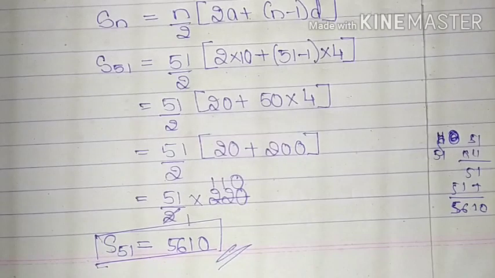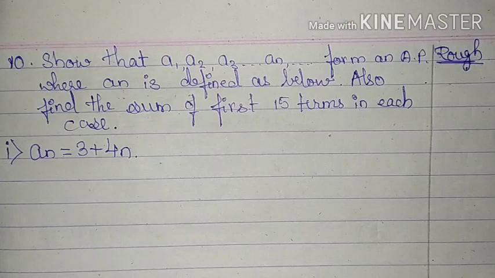So in this question we didn't have the value of A or the value of D, but using the information given to us, that is the values of second and third term, we found out the values of A and D, and then we proceeded to find the sum of first 51 terms of that given arithmetic progression. Moving on to the 10th question. I skipped the ninth question here because I'll solve it at the end of the exercise.